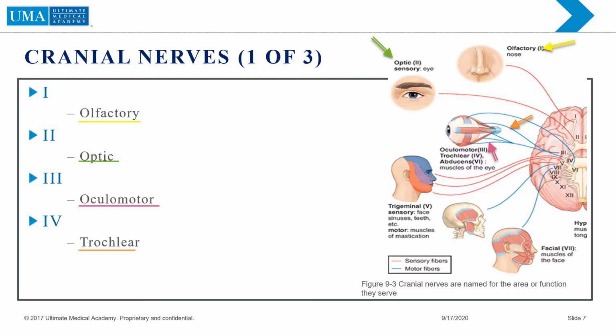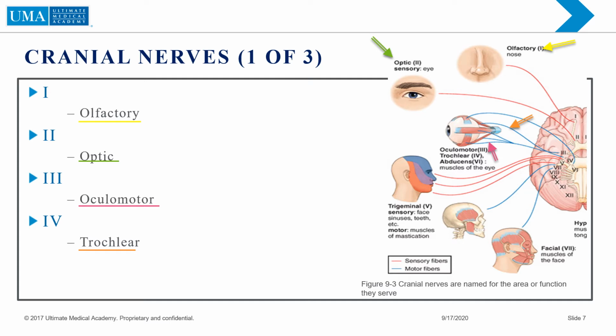Most of the cranial nerves are mixed nerves. This means that they carry both sensory and motor fibers. The olfactory, optic, and vestibular-cochlear nerves, however, carry only the sensory fibers, meaning they only respond to stimuli.